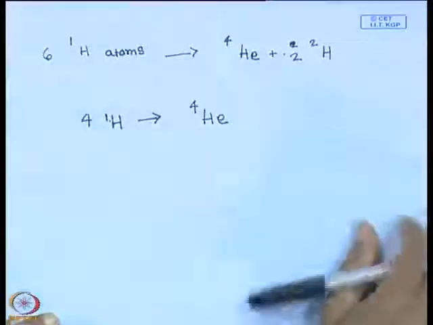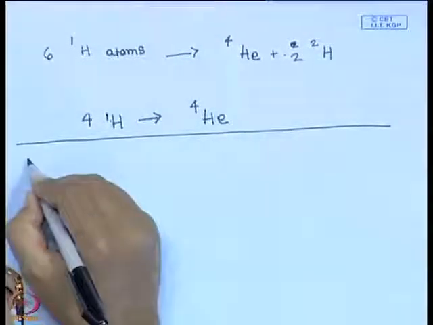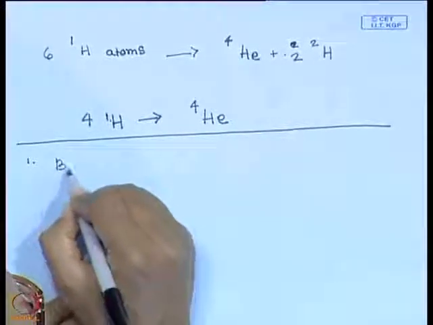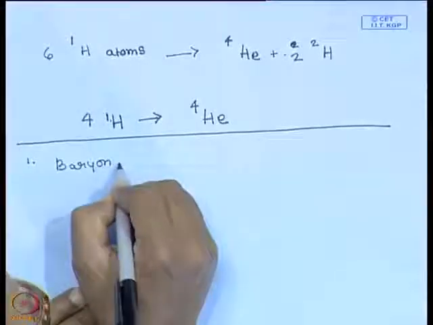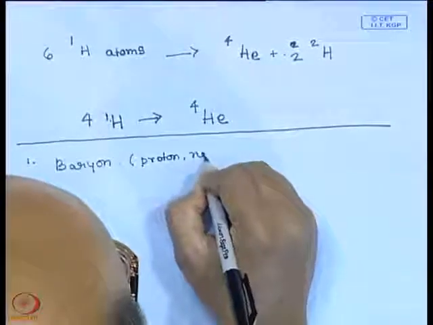Now, any such nuclear reaction, or any reaction for that matter, is governed by certain conservation laws. So, let us see what the conservation laws are here, and how the reactions that we have been discussing are quite in keeping with these conservation laws. So, there are 4 relevant conservation laws. The first one is the conservation of the baryon number. And by baryons, we mean protons, neutrons; these are baryons.